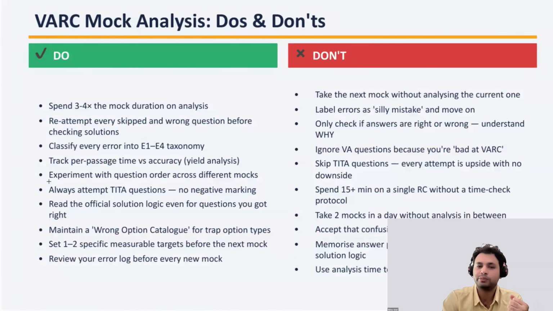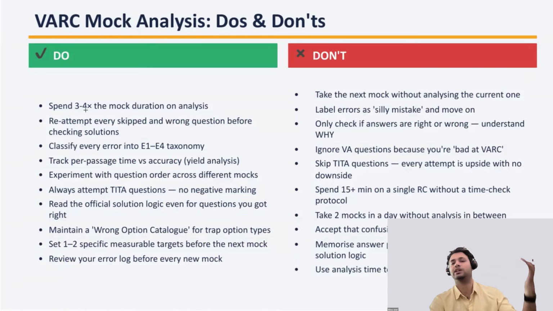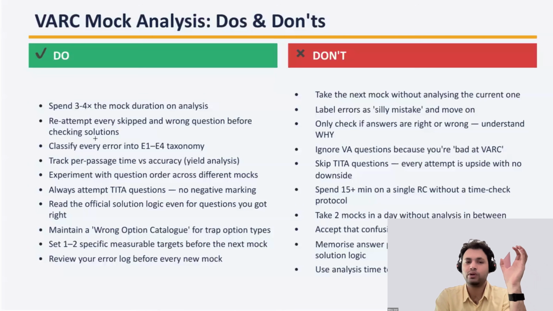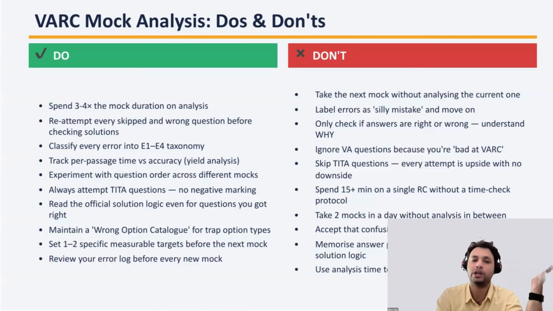Okay, you need to spend a lot of time on your verbal ability analysis. If a mock is 40 minutes, right, you need to spend at least 1.5 to 2 hours analyzing that entire mock. You need to be spending a lot of time doing that. You need to classify everything. You need to reattempt questions. You need to track per passage time versus accuracy, per passage accuracy analysis. You need to experiment with what you are attempting, whether you are attempting RC first or VA first, how many questions you are attempting, and so on and so forth.